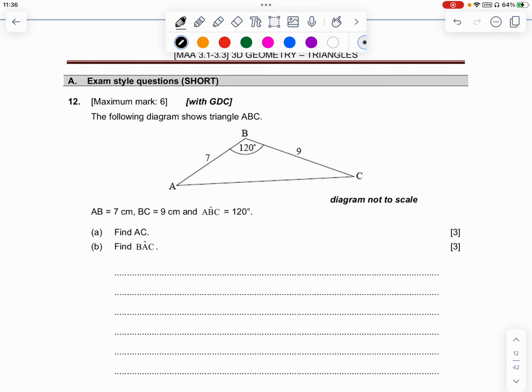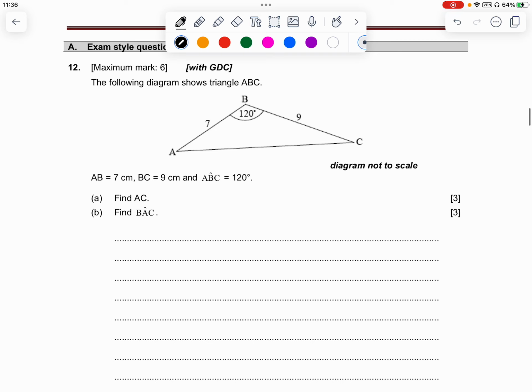Question number 12. The diagram shows the triangle ABC. AB is 7, BC is 9, angle ABC is 120. Find AC. So AC squared equals 7 squared plus 9 squared minus 2 times 7 times 9 times cosine 120. From this, I'll be getting the value of AC as 13.9.